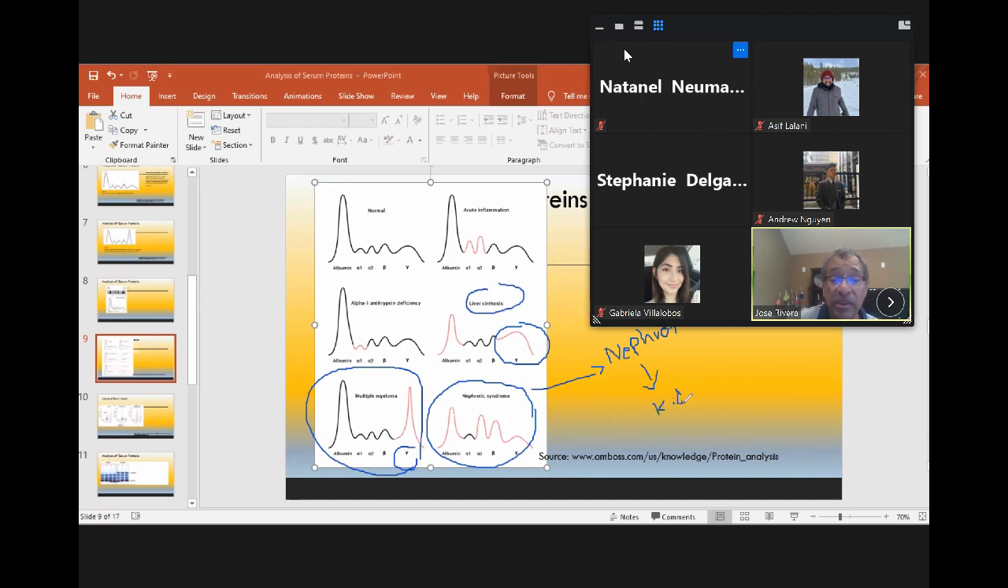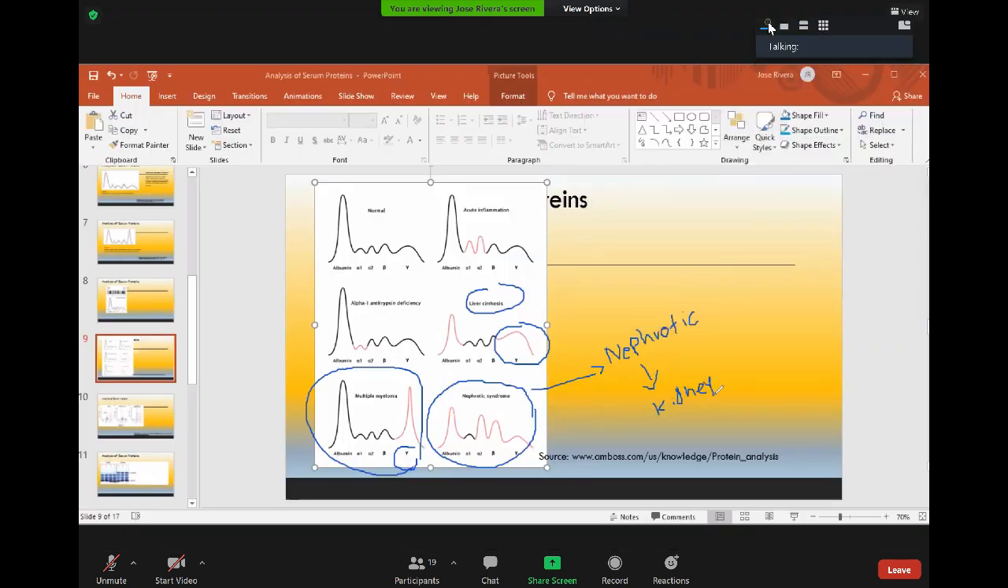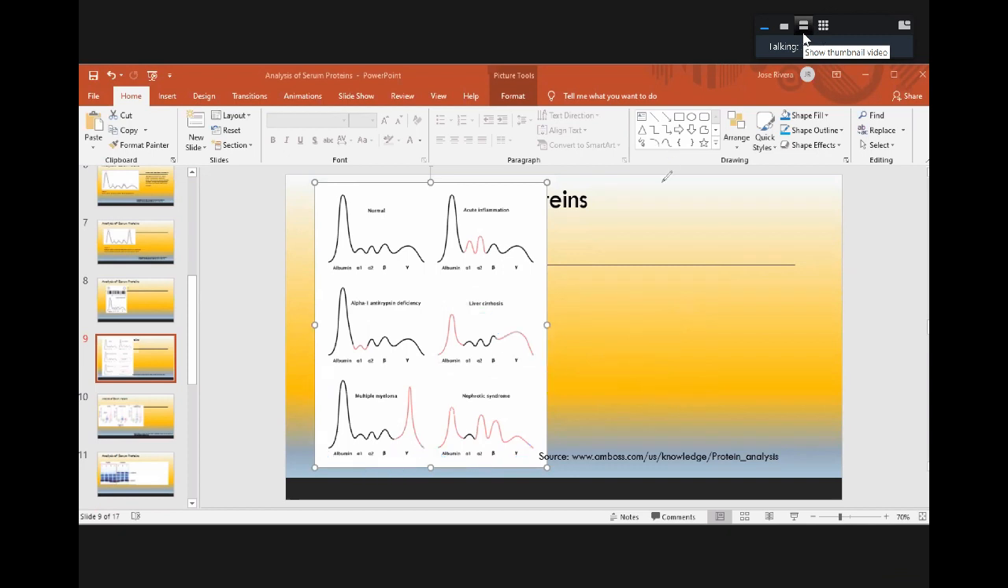This is just to show you that in the labs, if you run these two types of gels, you can see different things about possible medical conditions the person might have. But no, I don't want you to memorize any of these. It's more to understand it.